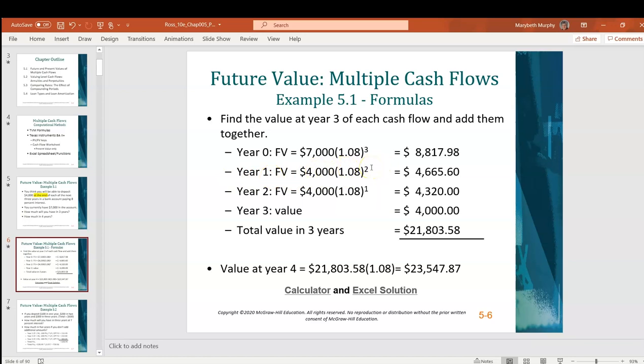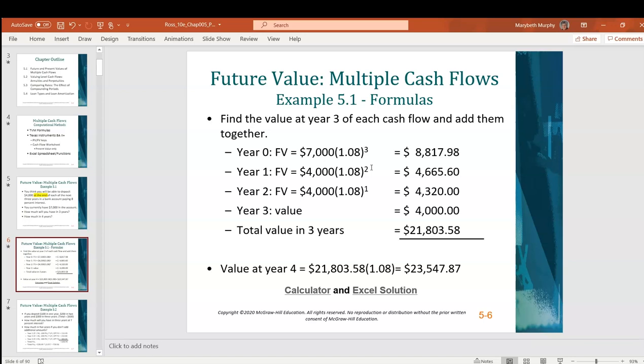In year 1, you're going to put $4,000 in. And as I said before, that's going to earn interest for 2 years because we're putting it in at the end of year 1, so it'll earn interest in year 2 and interest in year 3. So that's 4,000 times 1.08 to the second power, and that's 4,665.60. In year 2, we're going to put another 4,000 in, and that will earn interest just in year 3. So it's to the first power. So that's 4,000 times 1.08 to the first power, and that's equal to 4,320.